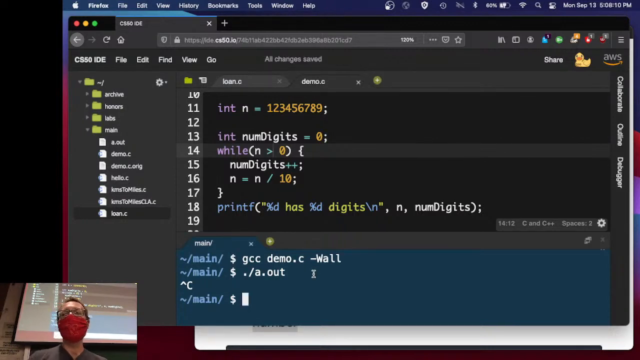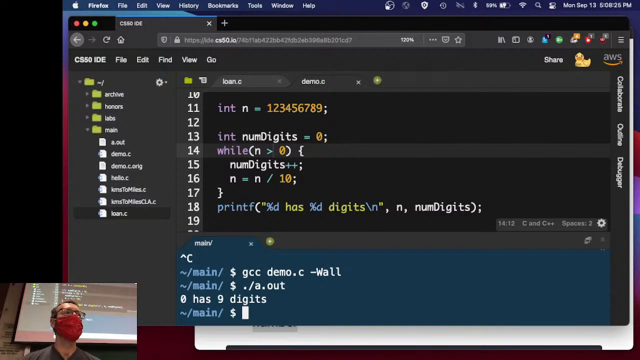So let's go ahead and see if that makes a difference. And by the way, you notice that the Wall flag, my linter, didn't tell me that I was going to get caught in an infinite loop. A linter can't do that, right? Not even with this simple code. All right, run it, and let's see if we get the correct answer. 0 has 9 digits. Well, 9 digits is the correct answer, but what did I do here?